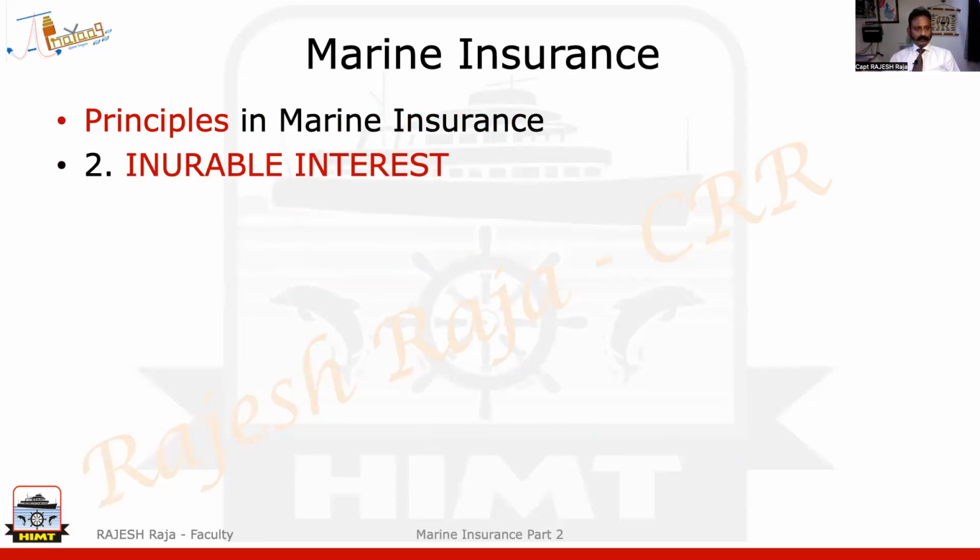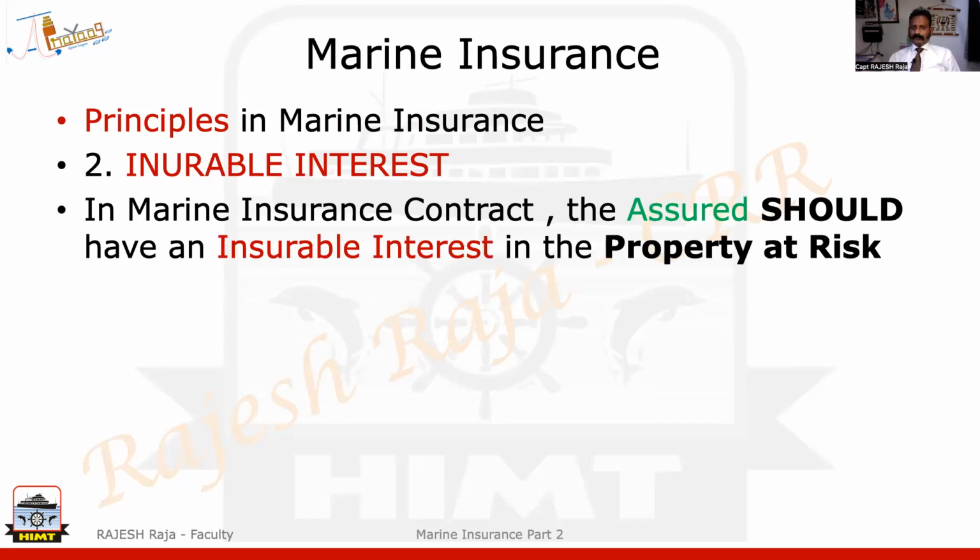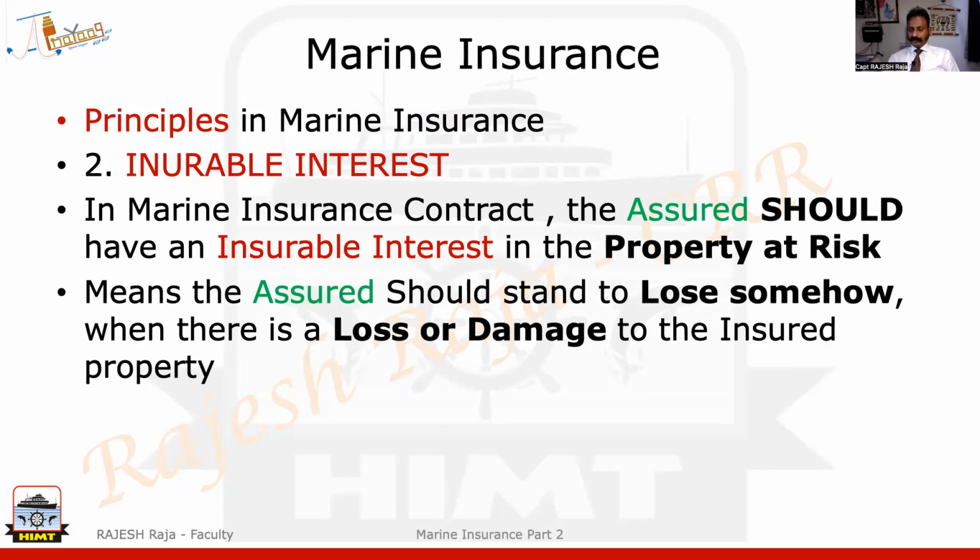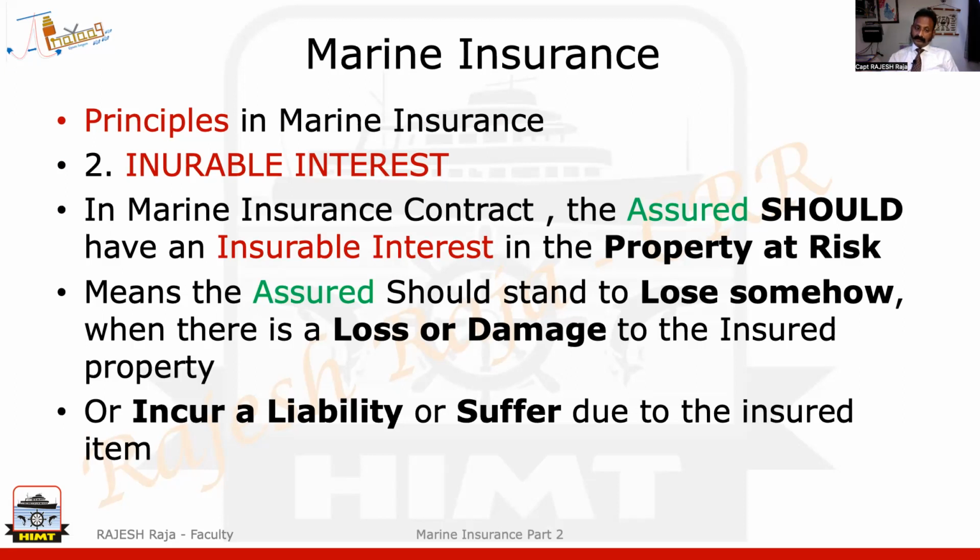Let us look at the second one, which is called insurable interest. I'm sorry, there's a small spelling mistake here. Insurable interest. The marine insurance contract clearly says that the assured, that is me, should have an interest in that property at risk, which also means that if by chance there is a damage to that particular property for which you want insurance, I stand to lose something. I stand to lose material, I stand to lose money. So I should stand to lose with the damage of that particular subject matter. Or I can incur a liability also because of that particular damage.